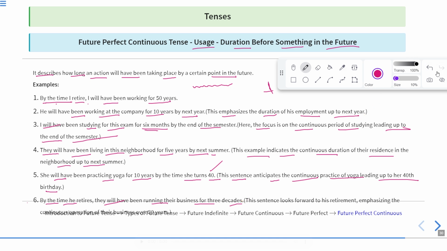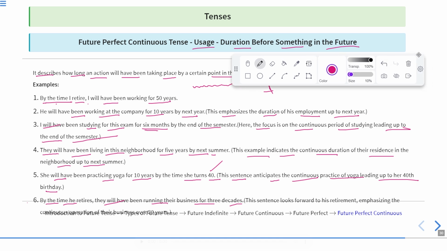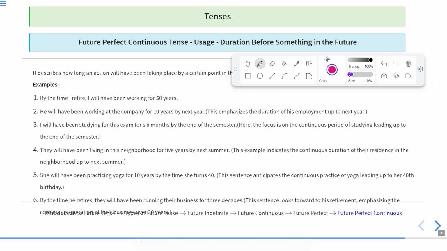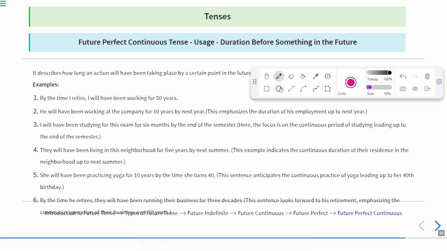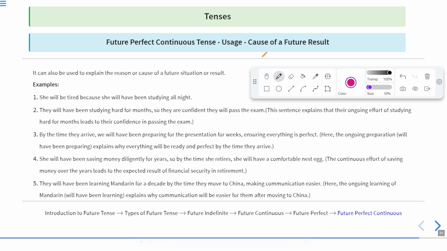So this is how you can see the usage of future continuous tense or future perfect continuous tense. Now let us move to the next slide, in which we'll see another usage of future perfect continuous tense. This is to show the cause of a future result. It can also be used to explain the reason or cause for a future situation or result.